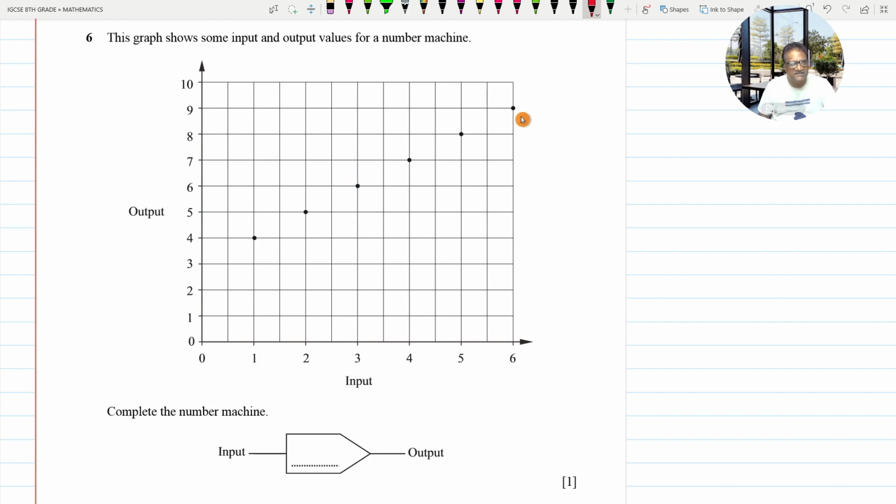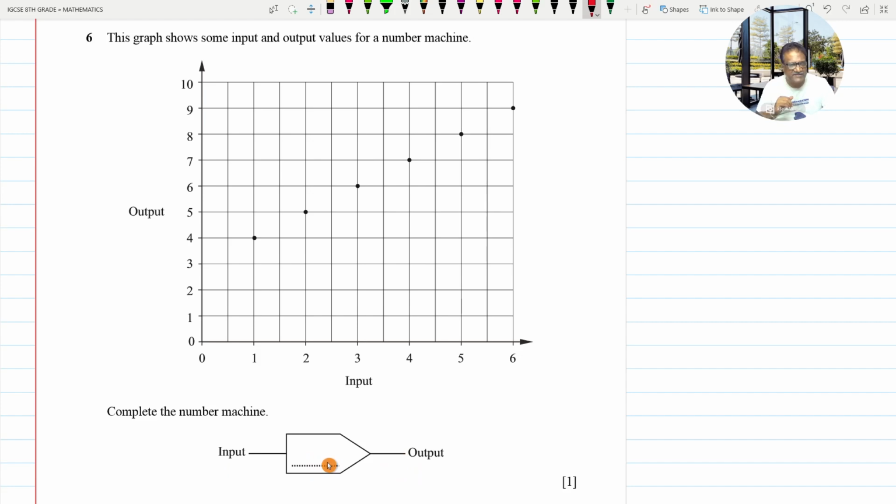So this is what this grid is showing. Complete the number machine. So input and output. So what should be the machine? See, when you put 1 as the input, the output is 4. So when you put input as 1, the output should be 4. So what should the machine be doing?